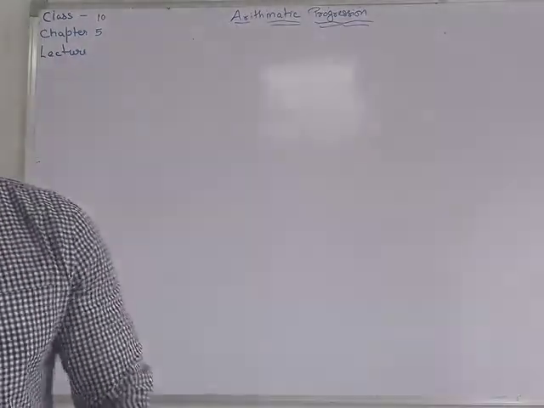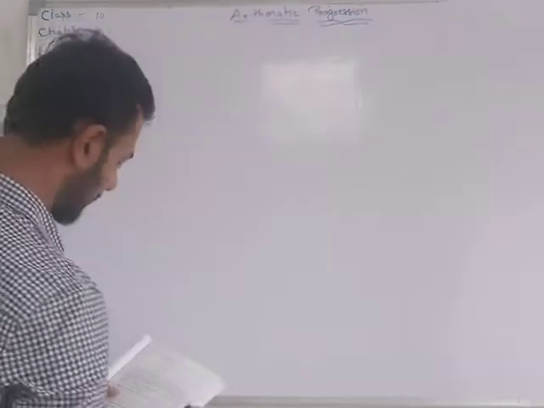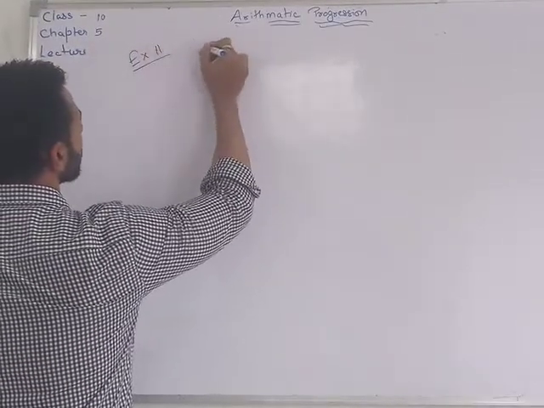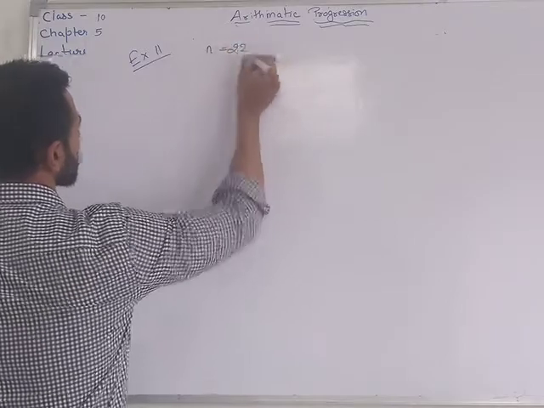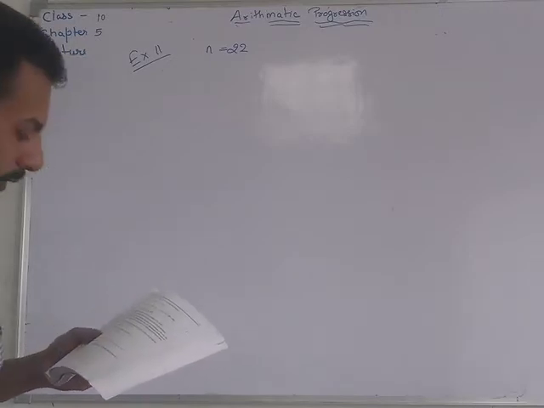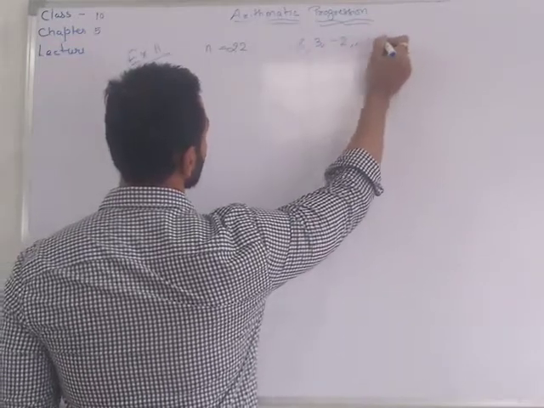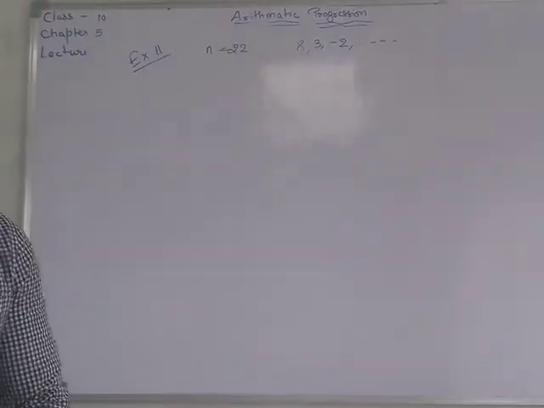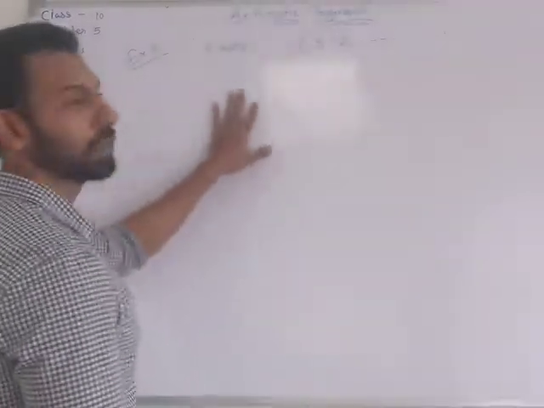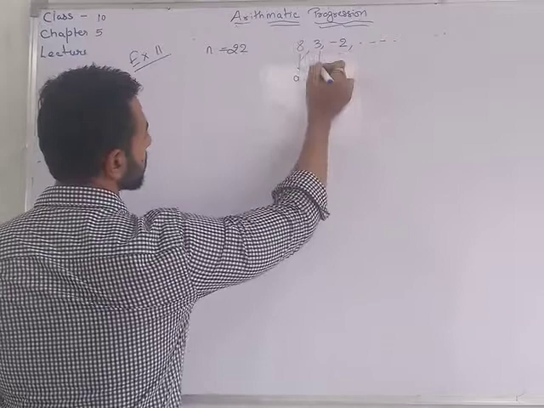I am taking example number 11. Find the sum of first 22 terms of an AP. First 22 terms means n is equal to 22, of an arithmetic progression 8, 3, minus 2, and so on. So the arithmetic progression is given to us as 8, 3, minus 2, and n is 22. Here this is A, the first term, and this is A2.